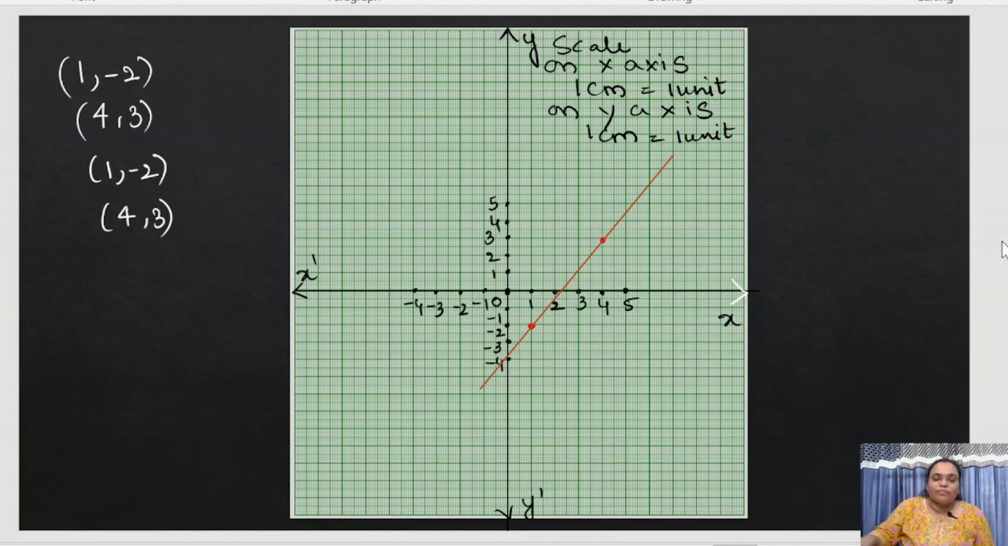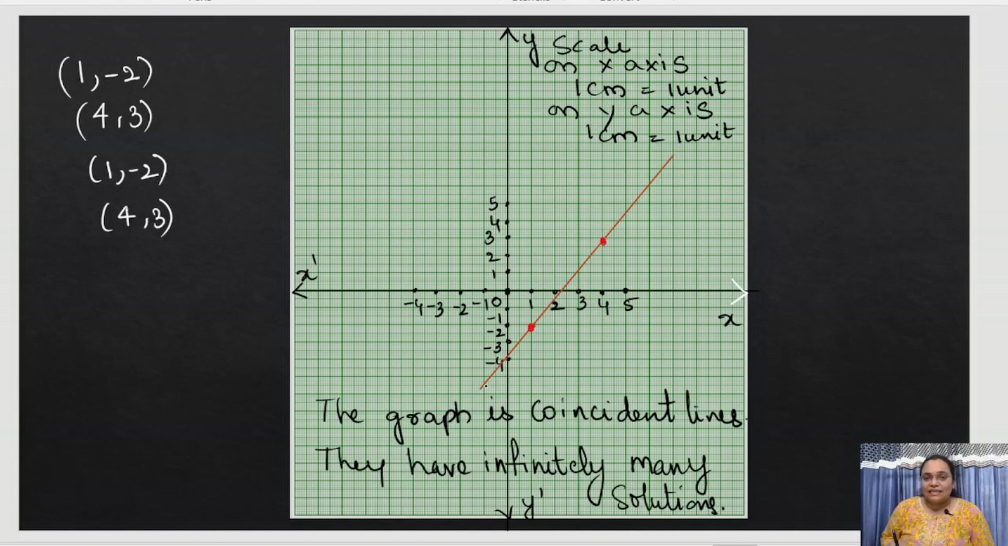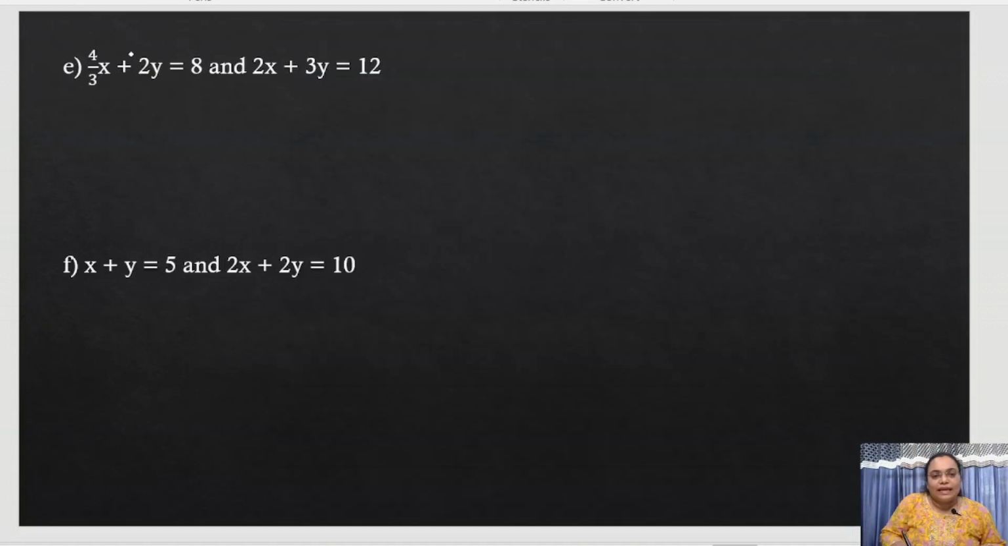So see here, the next 2 points are also the same points. 1 and minus 2 and 4 and 3. So you will be getting a coincident line. So if you see the graph, we can say that this graph is coincident lines and they have infinitely many solutions. Okay.